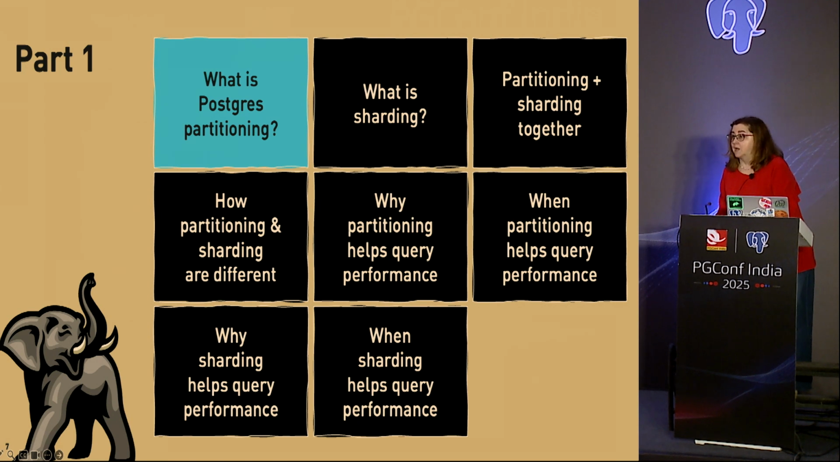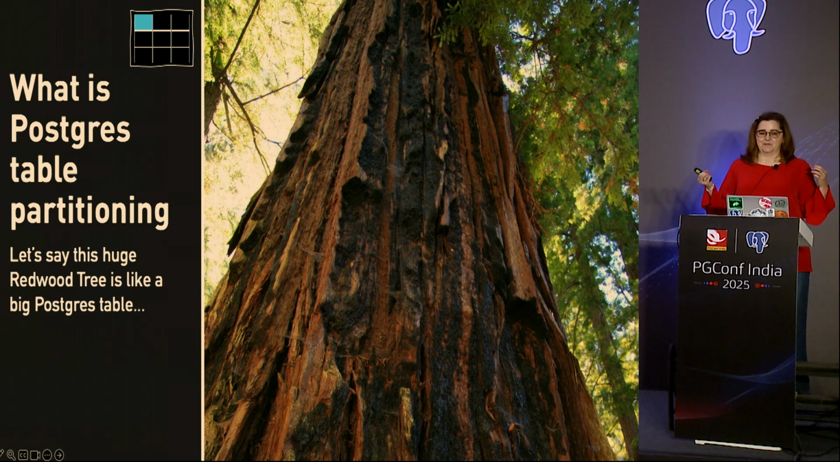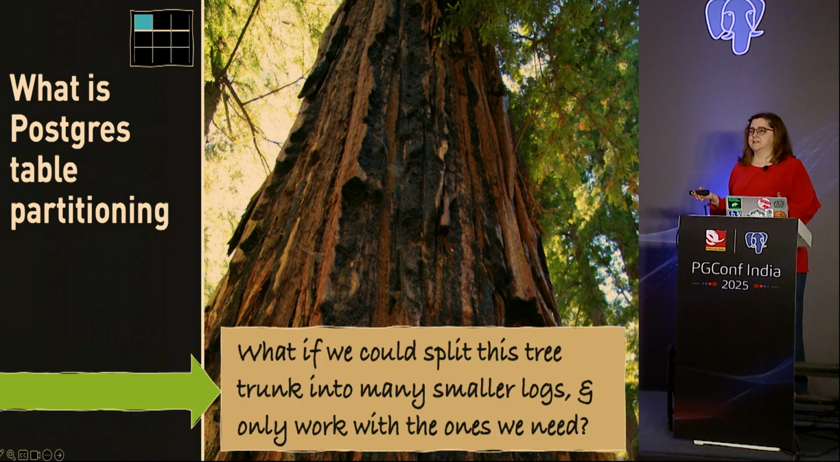All right, so chapter 1 is what is Postgres partitioning? People who know me know that I use a lot of analogies. So here we go. Does anyone, I don't even know if you have this kind of tree here in India, but maybe you do. Does anyone recognize it? It's a redwood tree. So I live in California in the United States. We have lots of redwood trees. And so imagine this huge, beautiful redwood tree is like a big Postgres table full of really important and interesting data for you. What if we could split this tree, this really big Postgres table, into many smaller logs and only work with the logs that we need?